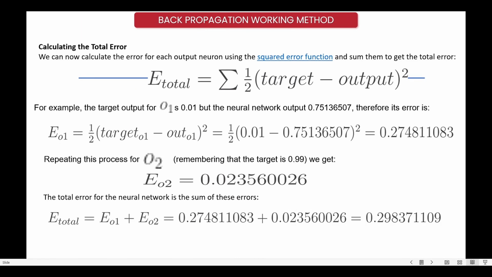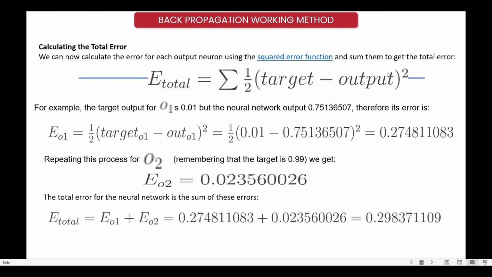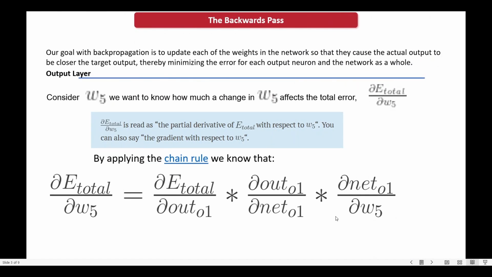Here we can see E total is the summation of half times target minus output, squared. The targets are what we give, 0.01 and 0.99, and the outputs are 0.769 and 0.7563. These values have been calculated computationally, and they give the total error. We can propagate back by using the formula, and change the weights to reduce the error.